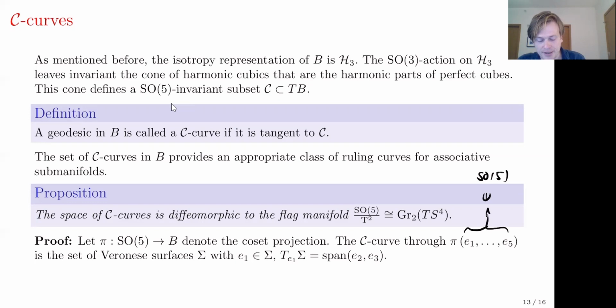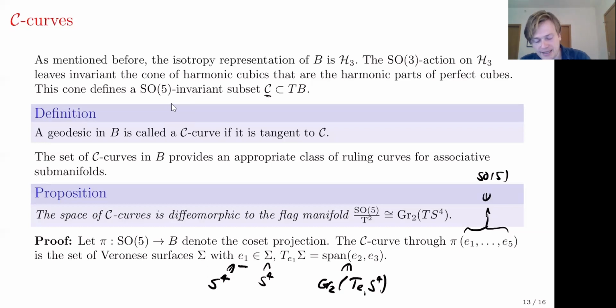And you just have to do a calculation involving the definition of C here to see that the set of Berger surfaces is exactly this. You want E1, now that's a column vector, so E1 itself is an element of S⁴. Well, you want E1 to be in σ, which is a subset of S⁴. And then you want the tangent space at E1 to be this span, E2, E3. And this is a point in the Grassmannian of 2-planes at T_{E1}S⁴. And so this gives you the map that you want that goes from a C curve to a point in the flag manifold. And it turns out it's a diffeomorphism here.